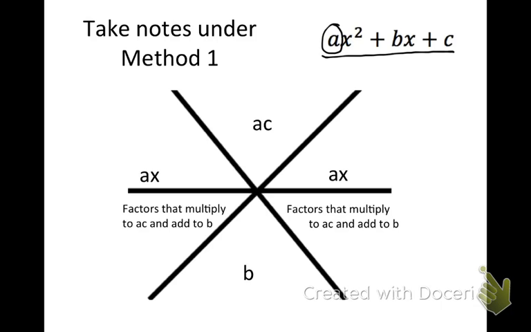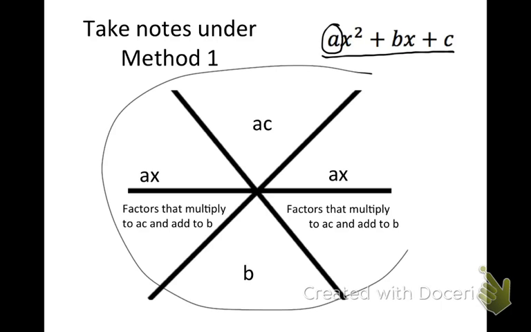Okay, next you need to copy down this big star here. You're going to put AC in the top, B in the bottom, AX on the top left and right, and then just put the word factors on the bottom left and right. The factors that we're talking about here are going to be the numbers that multiply to A times C and that add to B.